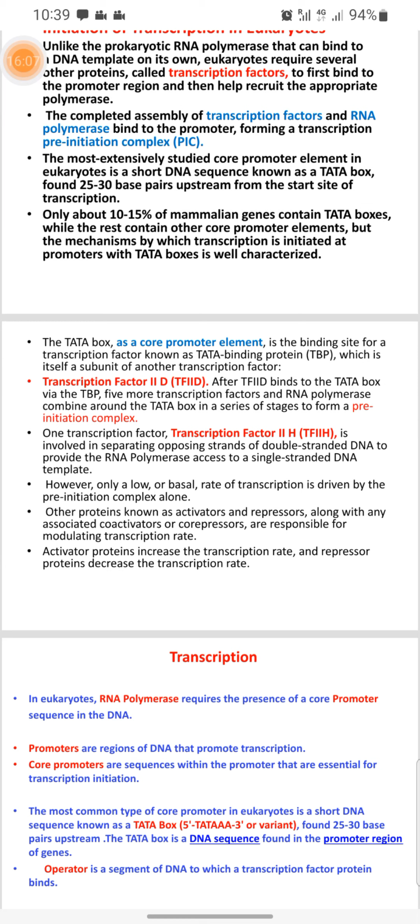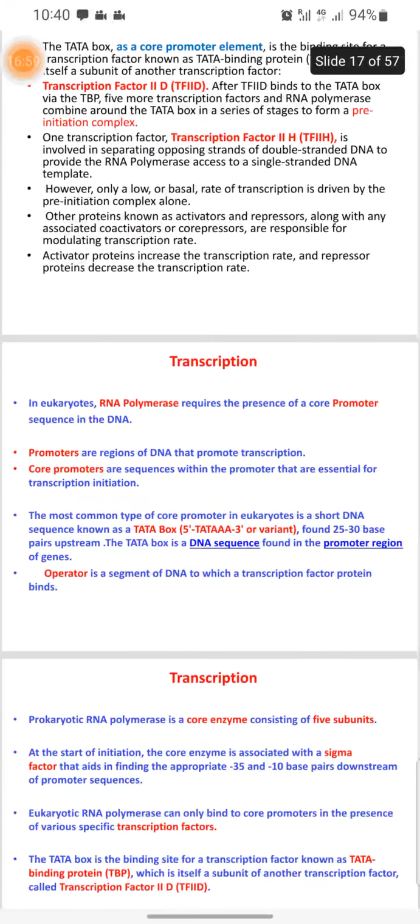However, only a low basal rate of transcription is driven by the pre-initiation complex alone. Other proteins known as activators and repressors are involved. Activators activate the reaction and repressors hinder the reaction, along with associated co-activators that help the activators. These are responsible for modulating and regulating the rate of transcription. Activator proteins increase the transcription rate and repressor proteins may decrease it.